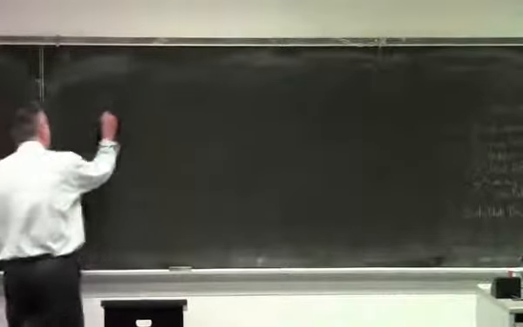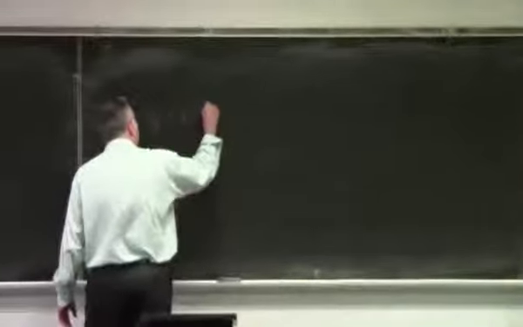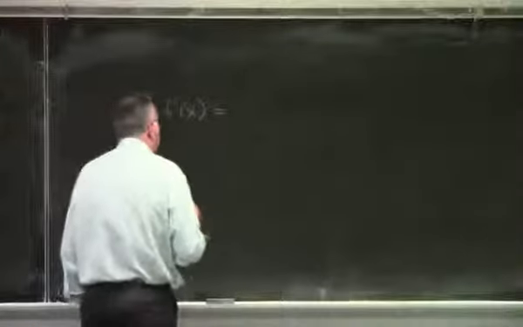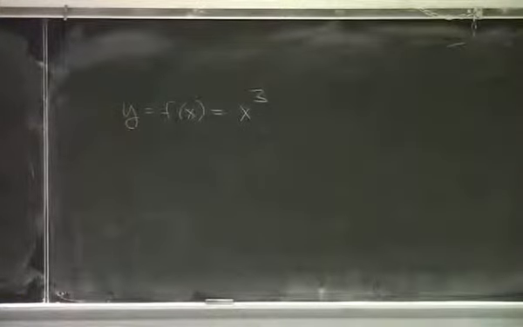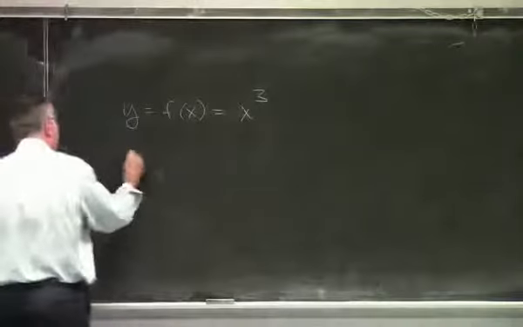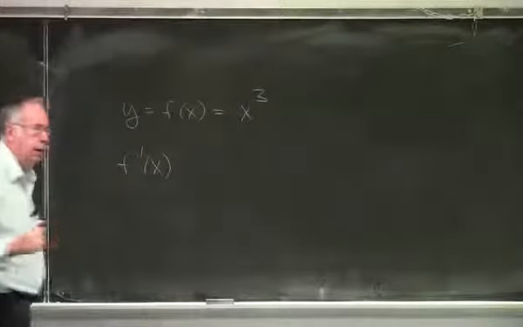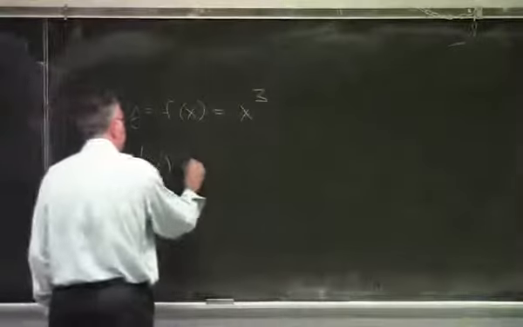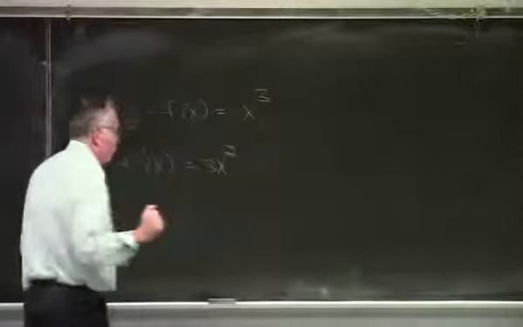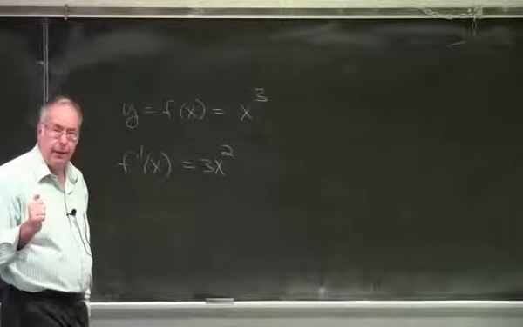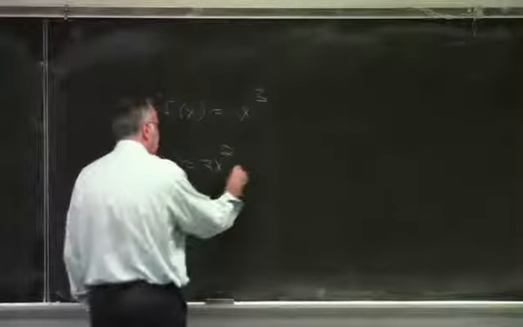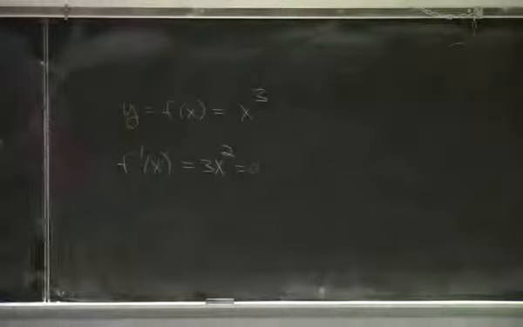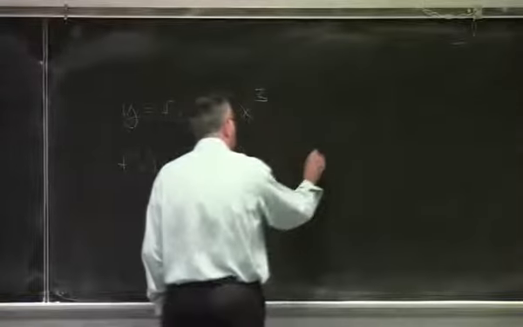Suppose we have this case right here. y equals f of x equals x cubed. Okay. What is the first derivative? Three x squared. And what would be the critical value of x? 0. If we set this equal to 0, the only way 3x squared is going to be 0 is if x is 0. Okay, so the critical value of x is 0.